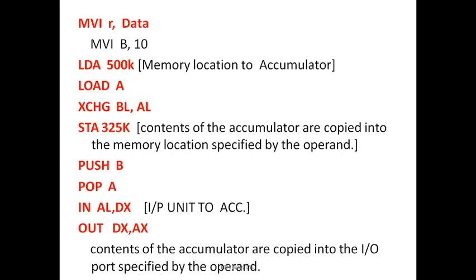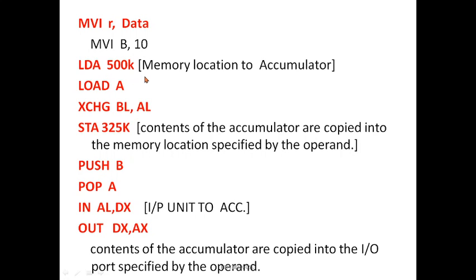Next is MVI R, data, which means move immediately. This is a kind of immediate addressing mode. Whatever data you have will be transferred to the register immediately. For example, I give the instruction MVI B, 10. After executing, the 10 will be moved to the B register. The next one is LDA, load A, for example LDA 500A. That means load the value directly to the accumulator.